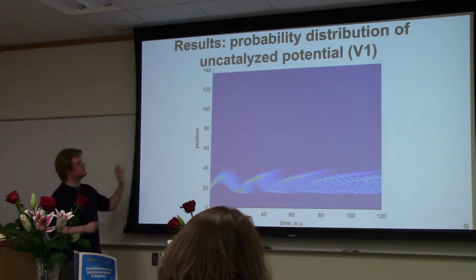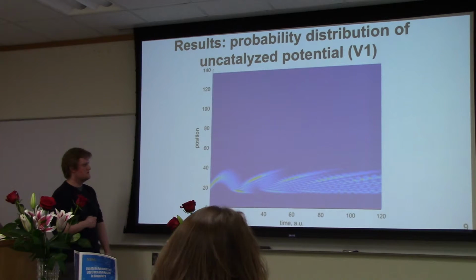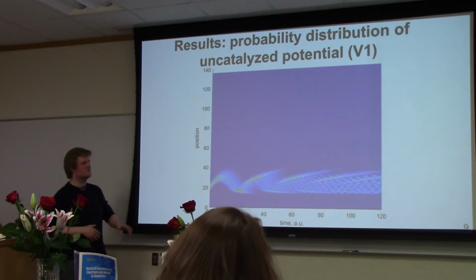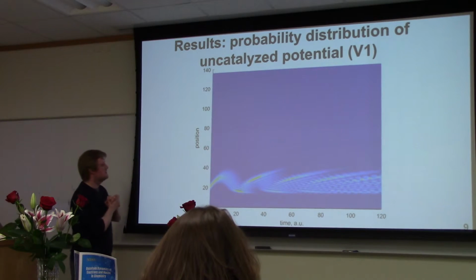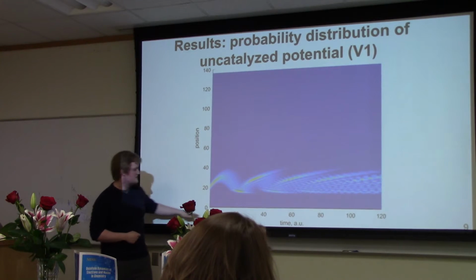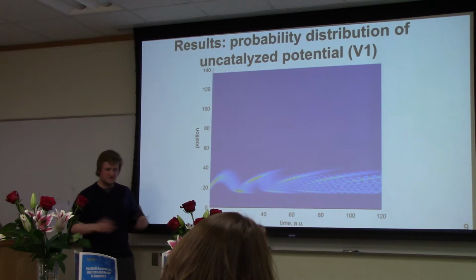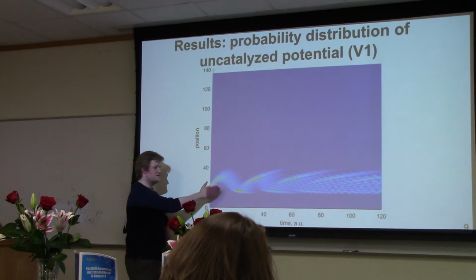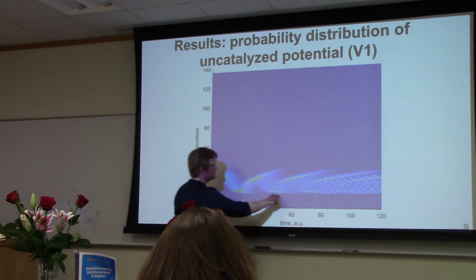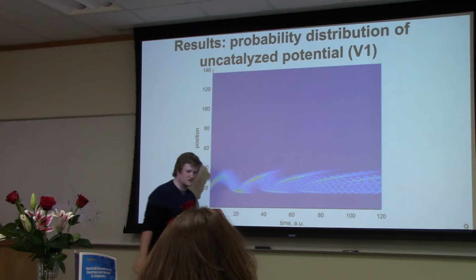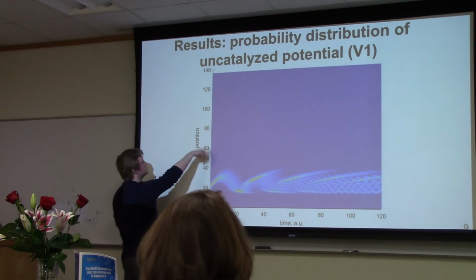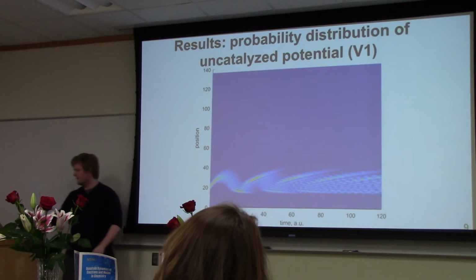All right, so what kind of results occur from this? Well, this is just the probability distribution for the uncatalyzed potential that I used. On the y-axis, this is position. On the x-axis, I have time. And the z-axis is my probability distribution. With time, you can see the wave packet changes based off of the time evolution operator, but its position doesn't really escape that well.